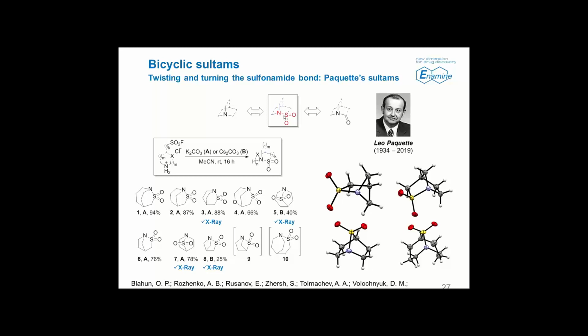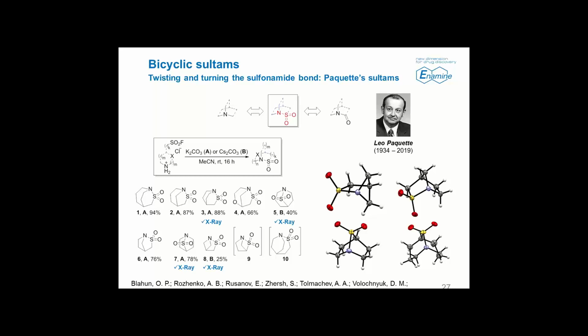These are typical sulfonamide derivatives, and they were first obtained in the late 19th century by the group of Leo Paquette, who passed away in 2019. So we propose calling these compounds Paquette sultams in his memory. He used a very difficult, very complicated approach to obtain these compounds. It was based on organostannane-based reductive cyclizations, so the C-C bond was constructed.